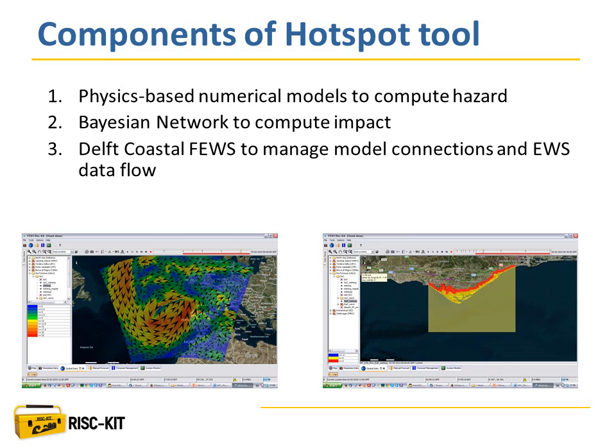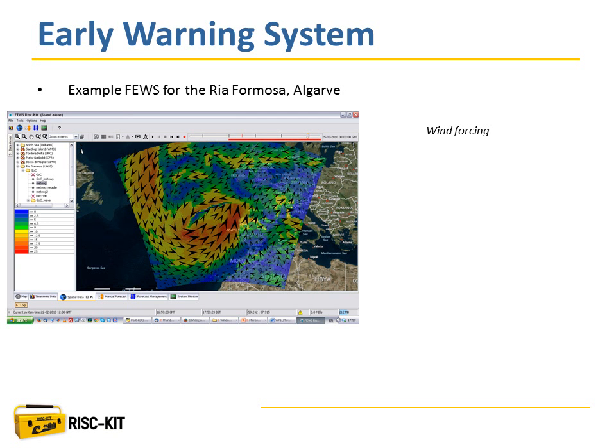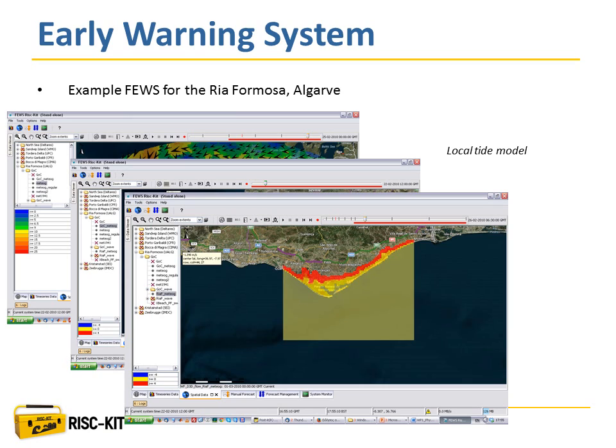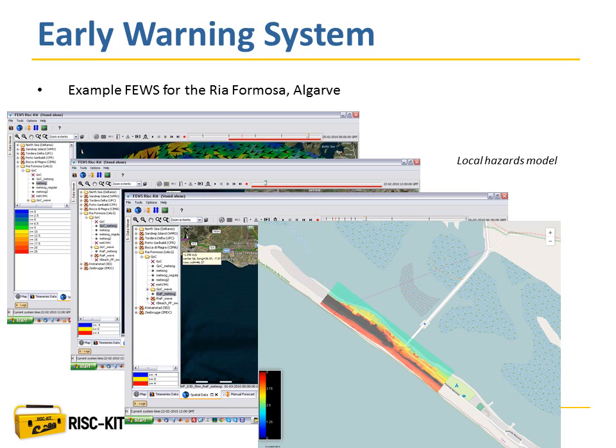The third component of the Hotspot tool is the Delft coastal fuse that we use to manage model connections and data flow as part of an early warning system. An example of this as an early warning system is one of our case study sites in Portugal, the Rio Formosa and the Algarve, where there's a large-scale wind forcing model shown here that then provides input to a wave model for the Gulf of Cadiz and a tide model for the area of the Rio Formosa, and finally an X-Beach hotspot model of the hotspot site.